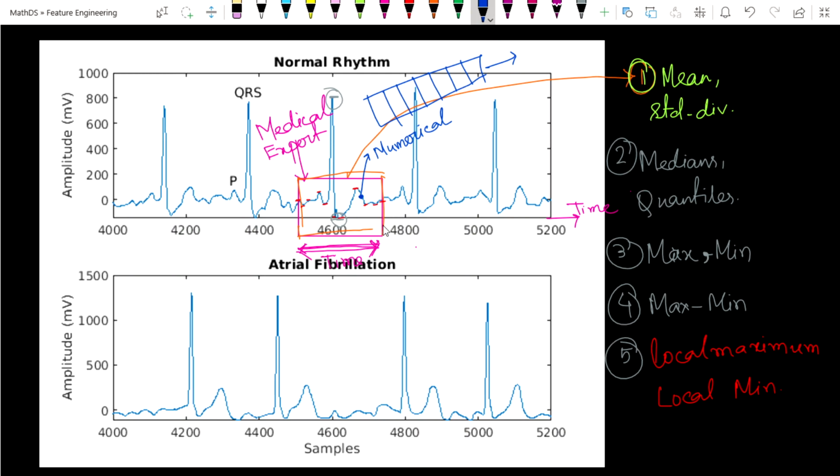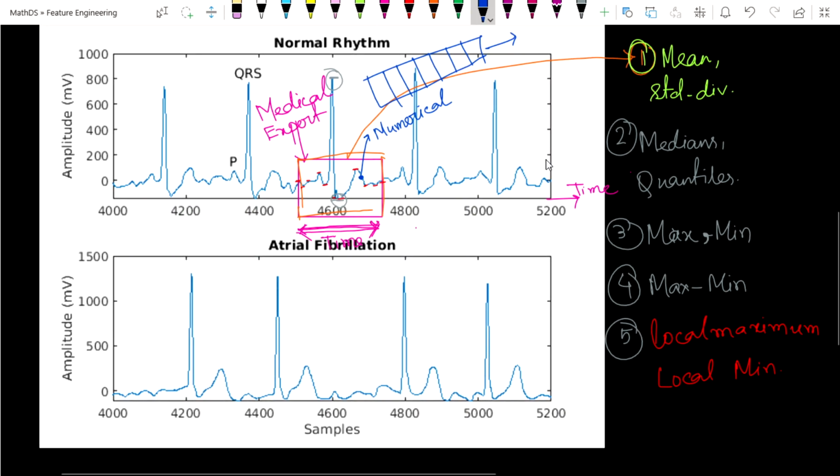The zero crossover means that somewhere here is the mean line. How many times the amplitude value crosses the mean crossover line is very important for detecting heart rate features. So the sixth most important one is the zero crossover line.